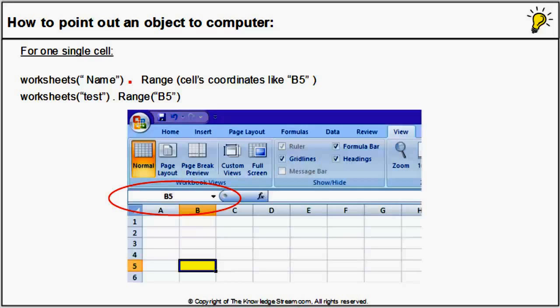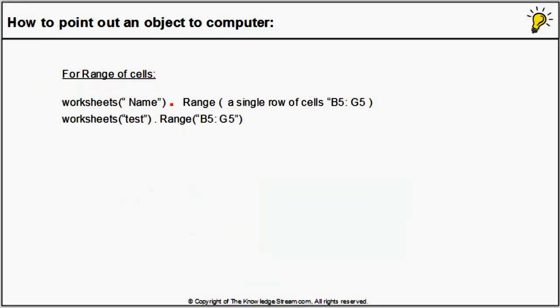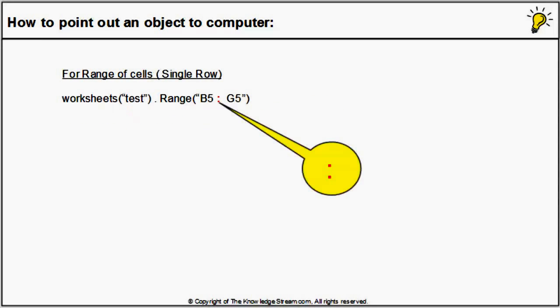For a group of cells, it is done in a similar way except for a colon in the range. The cell coordinates before the colon define the start of the range, and the coordinates after the colon define the end of the range.